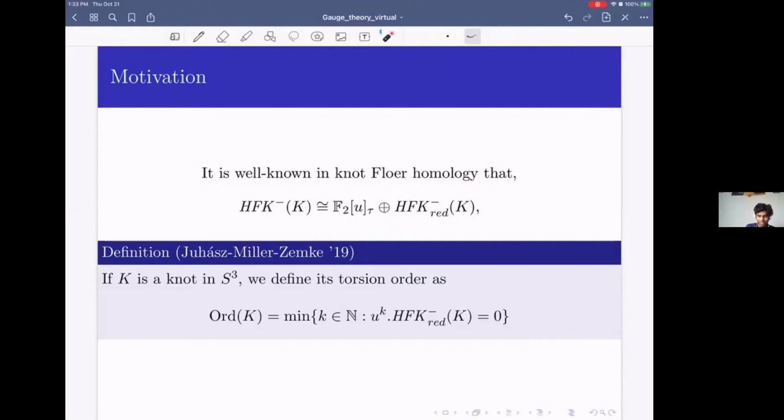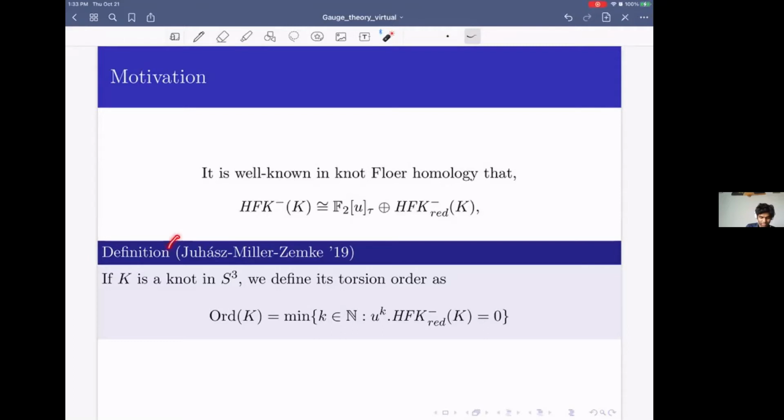Now this infinite U tower is what gives us the tau invariant, because the tau invariant is by definition the maximum Alexander grading of the non-U-torsion element. And we know that the U map keeps dropping the Alexander grading by 1. So the starting point of this tower is the tau invariant. And we also have the torsion stuff, which by definition is annihilated by some U power K.